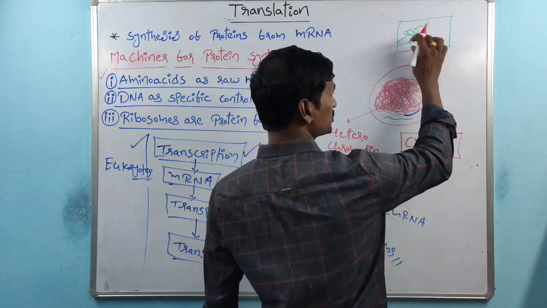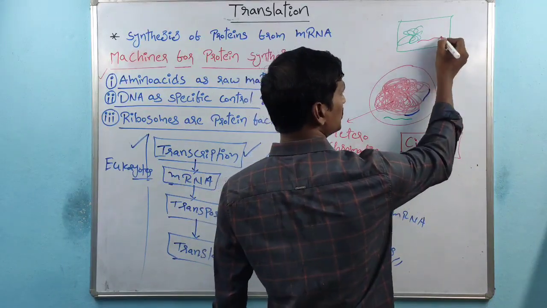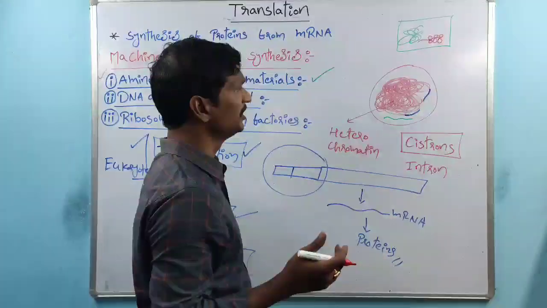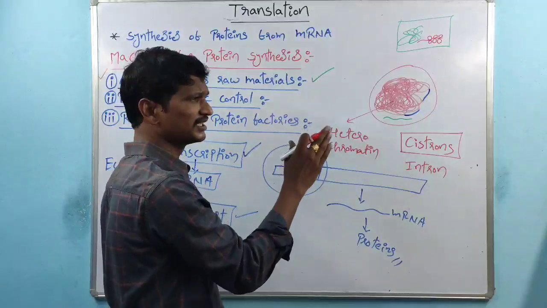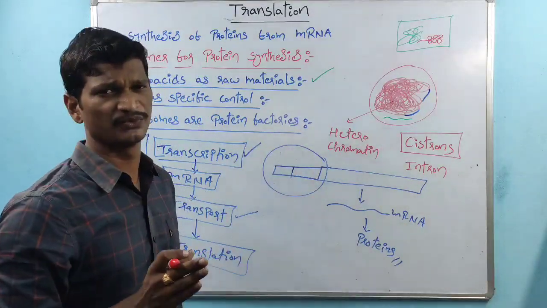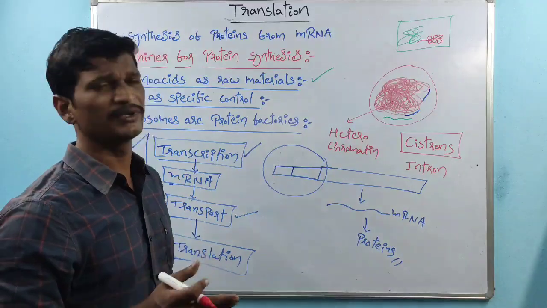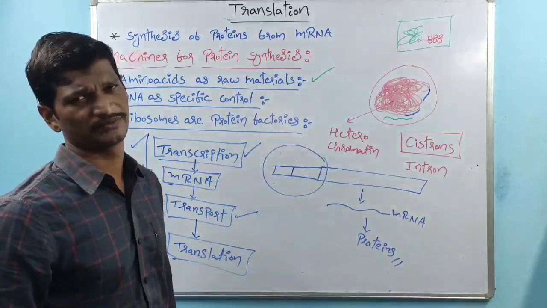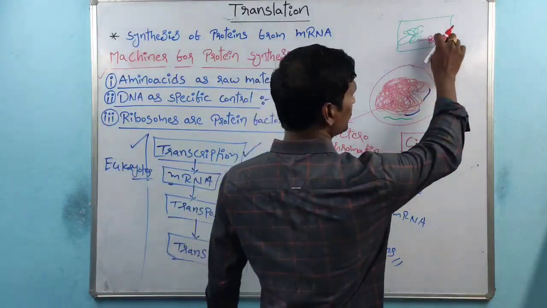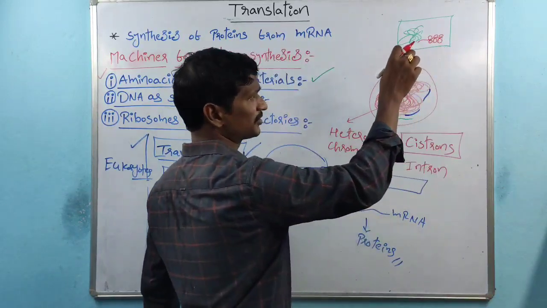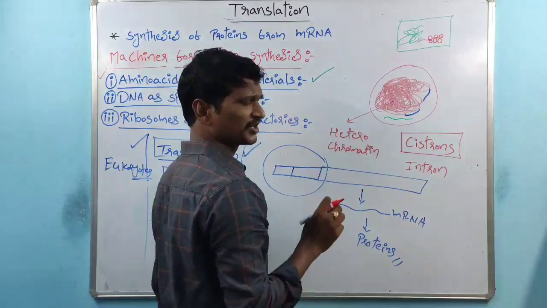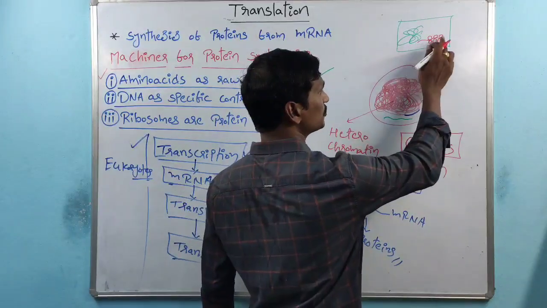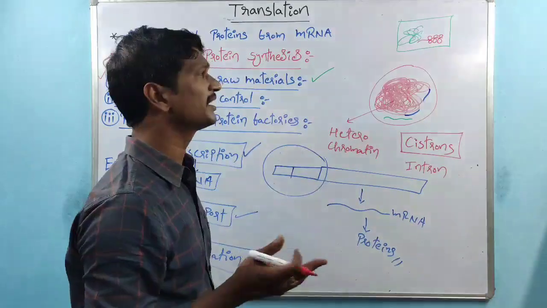While the transcription is taking place, ribosomes are bound. Immediately, see what I am telling here: within prokaryotic cells, there is a chance for transcription and translation at the same time. Means, when mRNA production takes place, ribosomes immediately bind. Without even finishing the transcription process, the ribosomes start the translation.